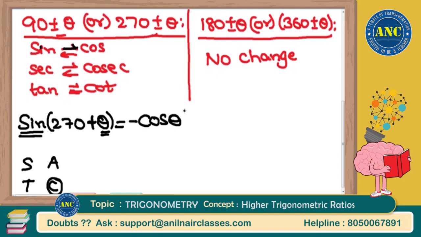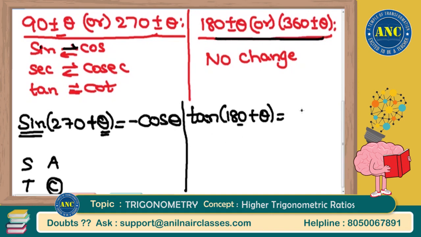Similarly, suppose you take some value, whatever you like, tan of 180 plus theta. Now when it is 180 plus theta, I will not change the trigonometric function. If it is tan here, I will write it as tan itself. Write down this angle theta also. Now let us check whether it is plus tan theta or minus tan theta. 180 plus theta means 180 plus something, so it will come to the third quadrant. In the third quadrant, which is positive? Tan is positive. This also is tan. So it is plus tan theta.